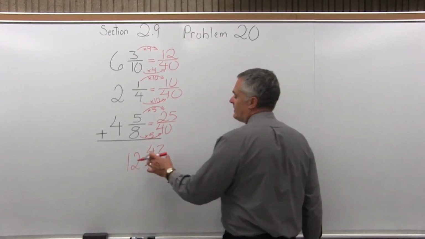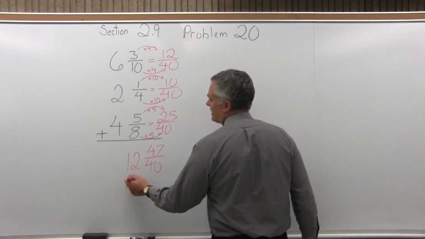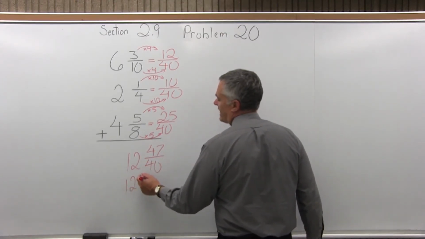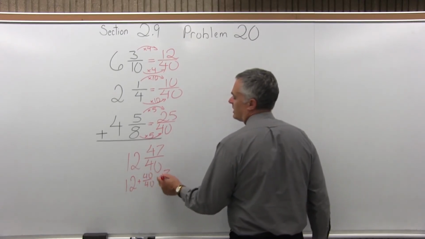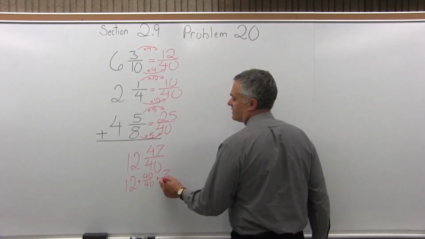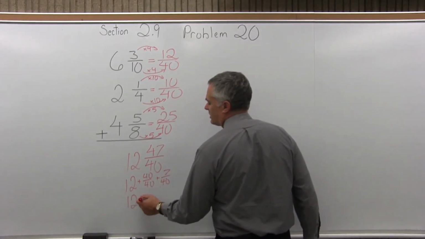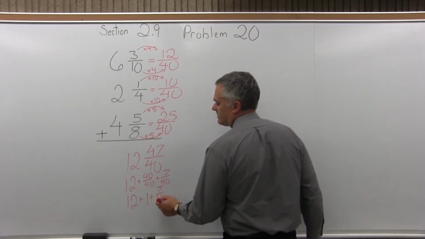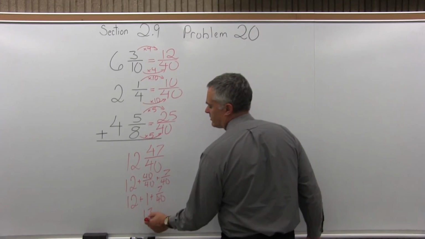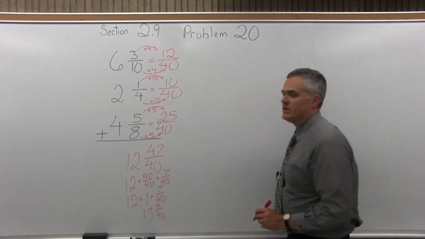So again, where 47 and 40 are fairly close, without really doing the division, I can think of this as 12 and 40 over 40 plus 7 over 40. There's the 47 over 40. The 40 over 40 is 1. So I'd have 12 plus 1 plus 7 over 40. 12 and 1 is 13. So I had 13 and 7/40. I see it without really doing out the math.